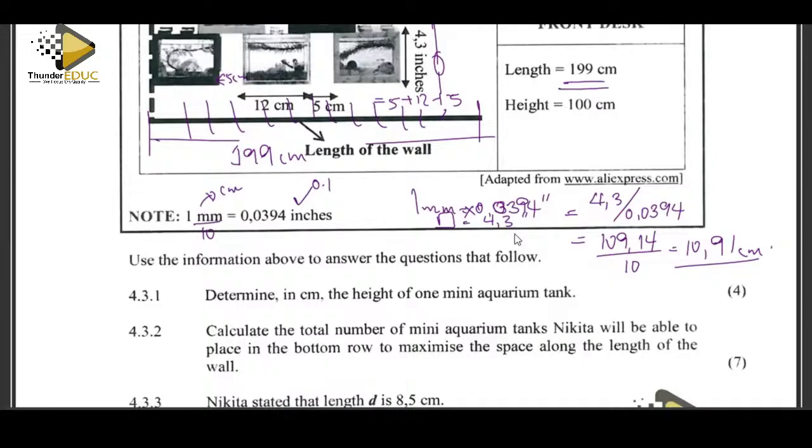So we shall take it to be 199 divided by 22. When divided by 22, you end up having 9.04. We are not interested in this. We are interested in the final answer, which is what? 9. Final answer, it's 9. 9 aquariums that will fit there.